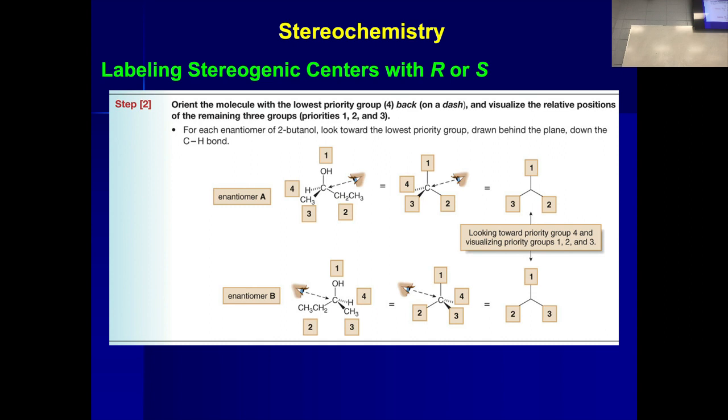The lowest priority group has to be away from you. If you turn it the other way, it looks like it's going 1, 2, 3 counterclockwise. So if the lowest priority group is facing you, it's going to be the opposite of what you think it is, looking at it that way. But always grab that lowest priority group, turn it away, and you'll be good to go.